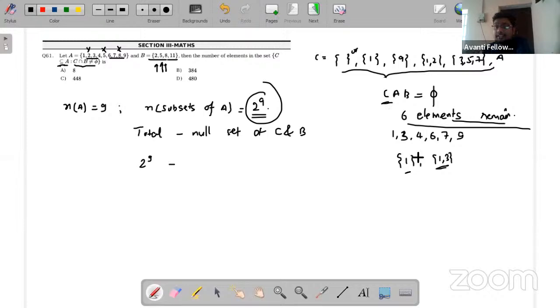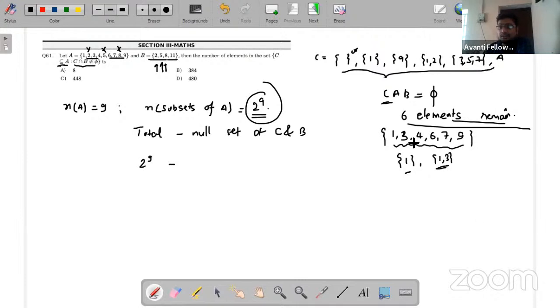But the thing is, here we are getting more number of answers, not only one single set. So what we'll do, we can choose any number of elements out of these 6 elements. Either I can choose 0 element or 1 element or 2 elements and so on up to 6 elements. That means we are eventually finding the number of subsets from this set.